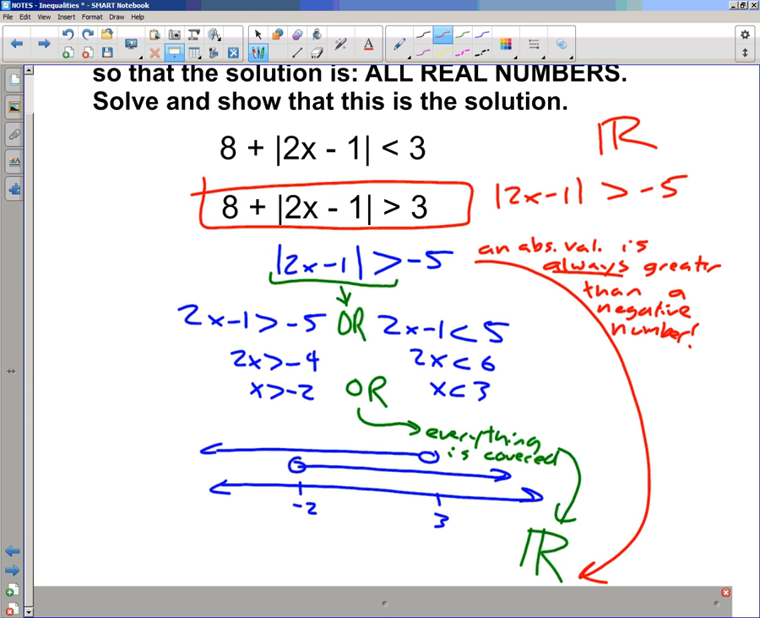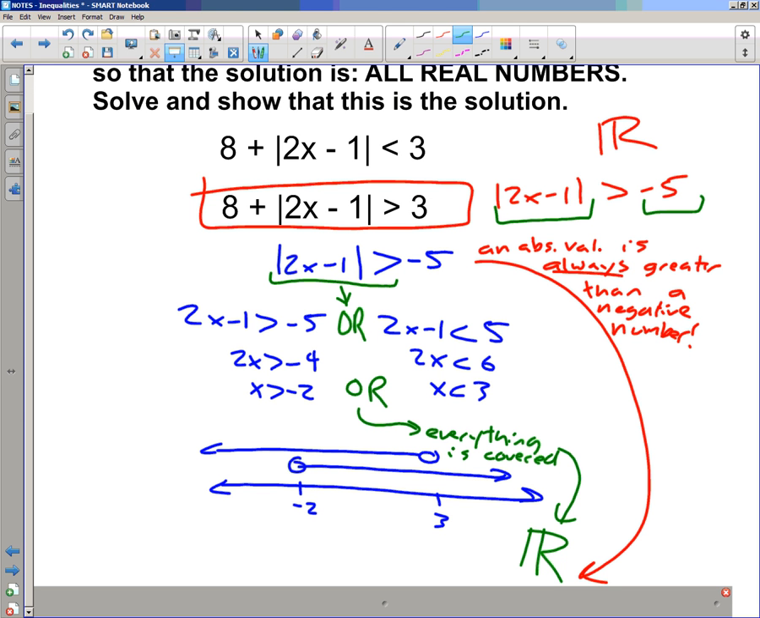Would you have to specify that it can't be what? -4 through -1. Greater than -5. Unless we're already in this. No. Logically, it really doesn't matter what's in here, and it really doesn't matter what's over here. If you've got an absolute value that's bigger than a negative number, that's always going to be true.